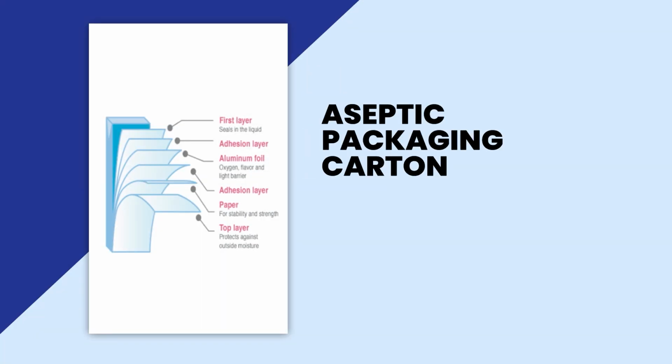If you see the aseptic carton, you will see that there are so many layers. You know what is aseptic processing or aseptic packaging? When you have sterilized the product separately, sterilize the packaging material separately, and you pack the sterilized product in the sterilized container in a sterile condition. Then it is called as aseptic packaging.